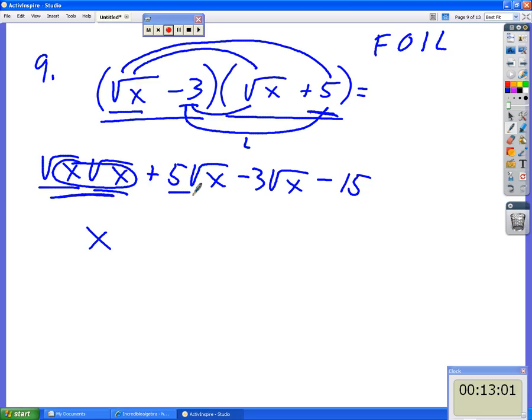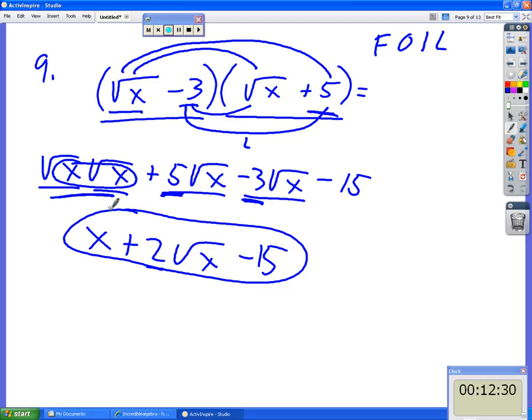Then I have 5 square roots of x. I'm going to take 3 of them and lose them. That's going to leave me a positive 2 square roots of x. I simply add the plus 5 and the negative 3 together to give me the plus 2. And last, I have a negative 15 at the end. And there I have no like terms. And therefore, I am done. That's all I can do.